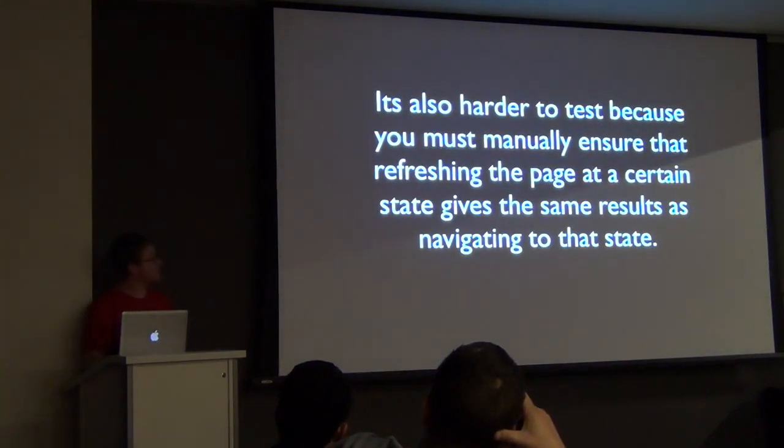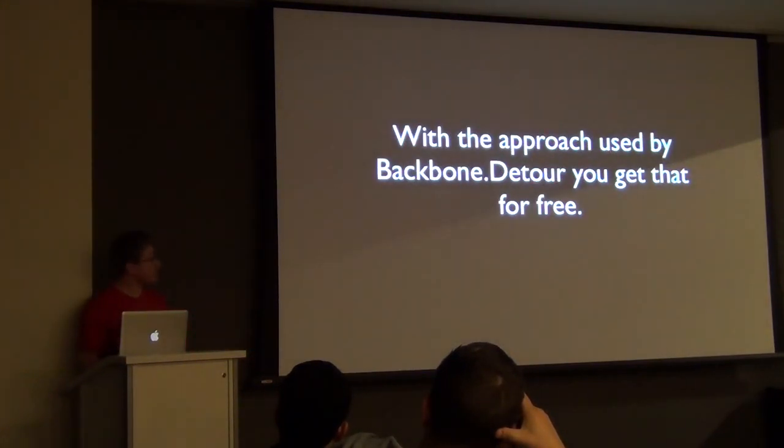So it's also harder to test, because when the view tells the router to update silently, it doesn't ensure that when you refresh the page, the router's going to know how to render that view the same way the view rendered itself. And then you're going to have to refresh the page to make sure that it happens the same as if you went to there. But using the other method, the one Backbone.detour uses, you get that for free.